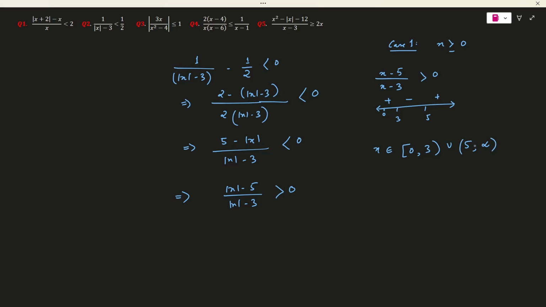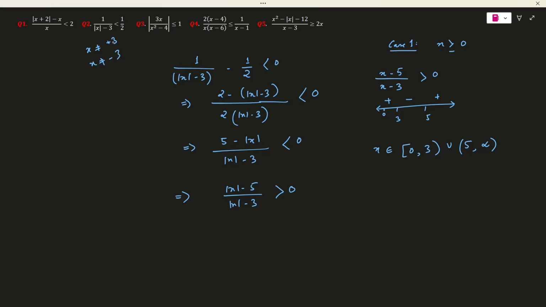Please remember, guys, this is not the final answer. This is just the answer for case 1, when x is greater than or equal to 0. Also, please note one thing. I have mentioned in the previous question that always look for the domain. You should not include any value of x which is not part of the domain of x. What is the domain? Here x cannot be equal to plus 3, x not equal to minus 3.